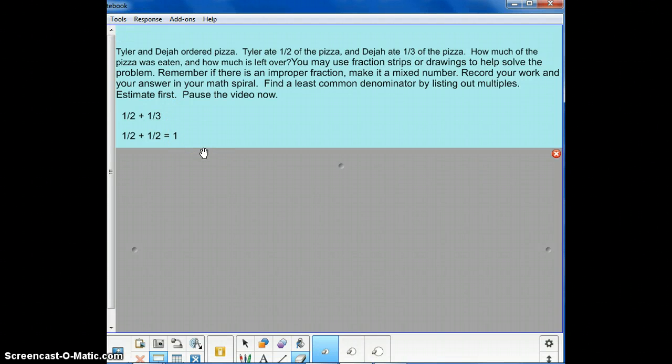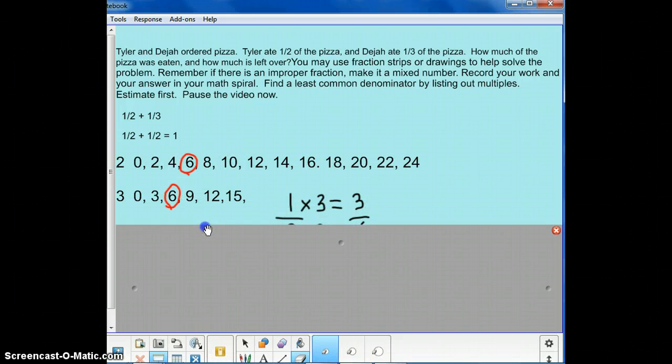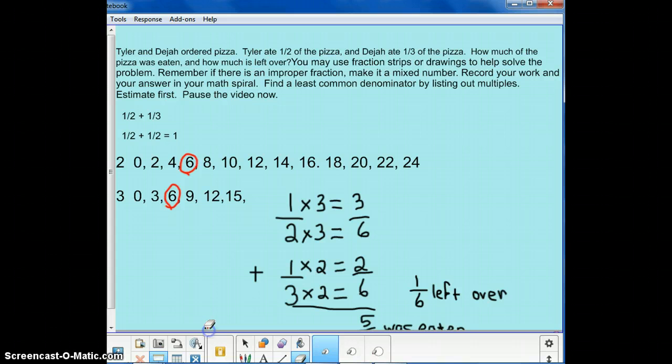Pause it if you have not. If you have, you should have 6. 6 is the least common multiple. Now, let's work the problem. We have 1/2 we put across from 6, 1/3 put across from 6. 2 times what gives me 6? Well, the answer is 3, so I multiply my denominator and numerator by 3.